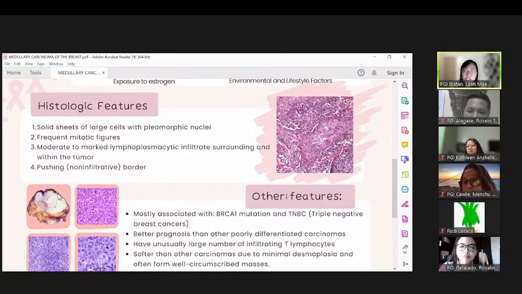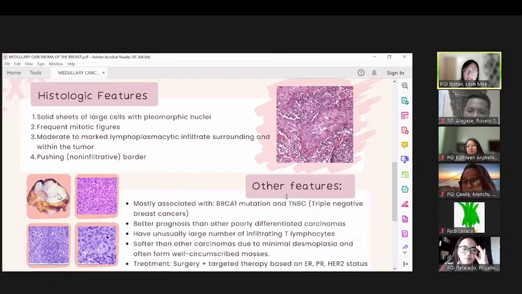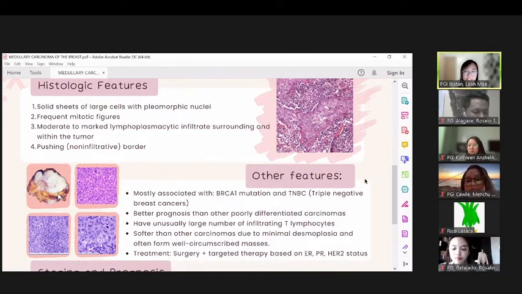For the other features, these are mostly associated with BRCA1 mutation and TNBC or triple negative breast cancers. Because in breast cancer, we have three major groups. The luminal, or ER positive but HER2 negative. We also have HER2 positive, and the third is the triple negative. It is triple negative because it is negative for ER, HER2, and PR. And then they have a better prognosis than other poorly differentiated carcinomas because they have large numbers of infiltrating T lymphocytes.